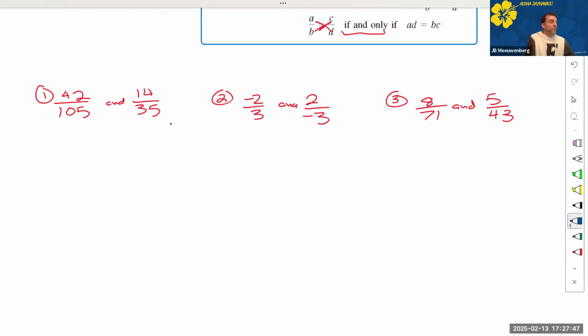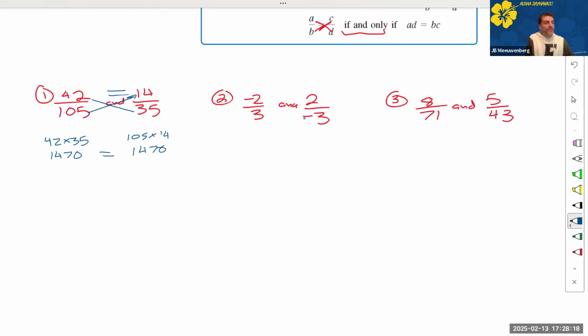So on this first one, we are going to multiply 42 times 35. When we do that, we find that is 1,470. When we multiply 105 times 14, we find that is 1,470. Those products are equal, so we can say that these are equal.